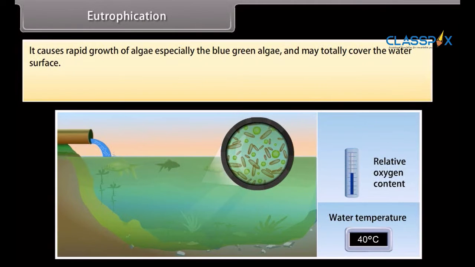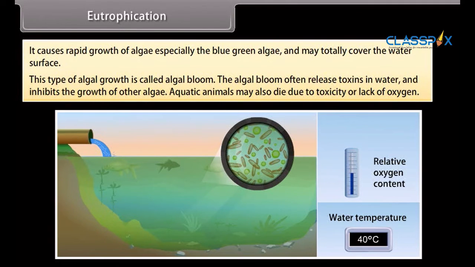It causes rapid growth of algae, especially the blue-green algae, and may totally cover the water surface. This type of algal growth is called algal bloom. The algal bloom often releases toxins in water and inhibits the growth of other algae. Aquatic animals may also die due to toxicity or lack of oxygen.